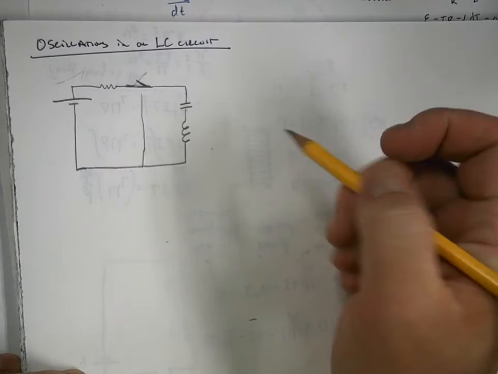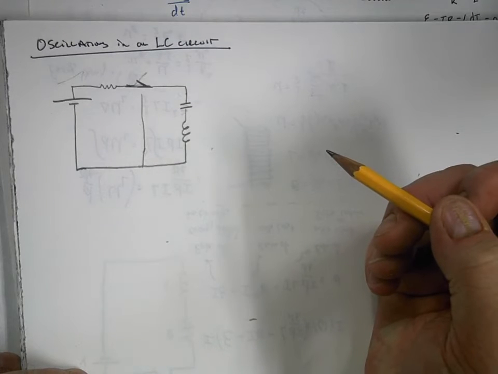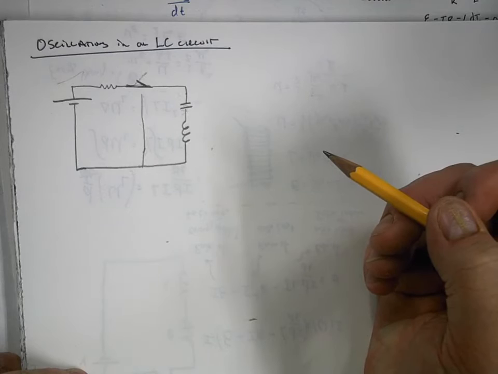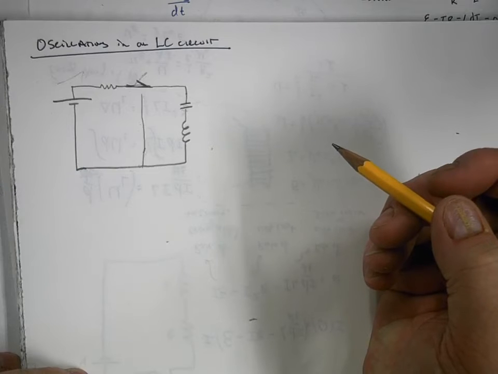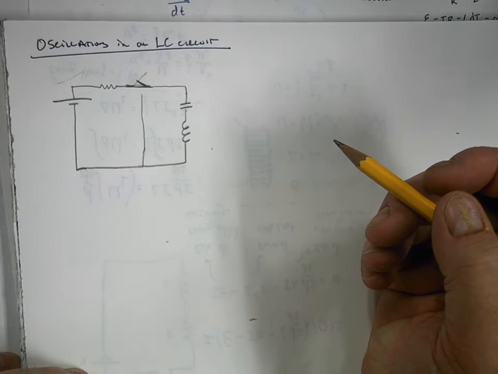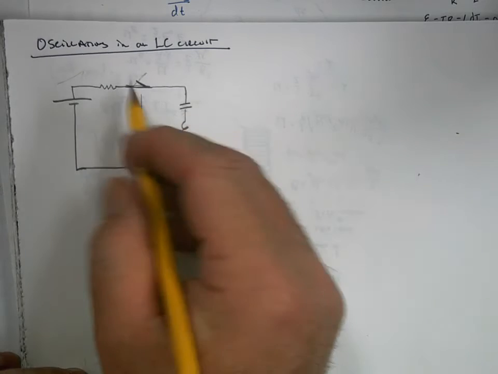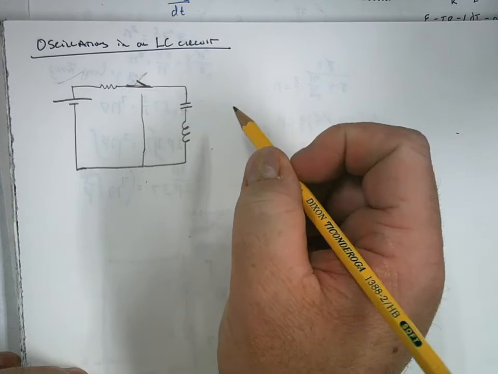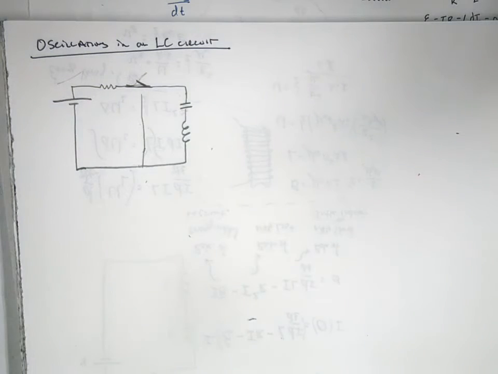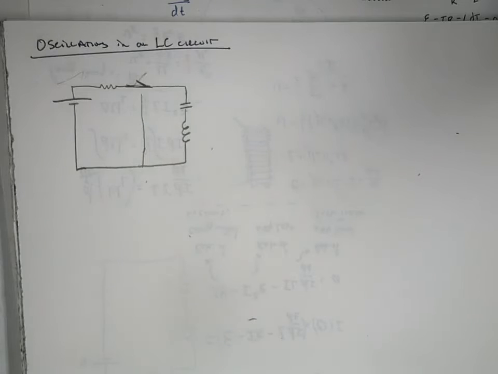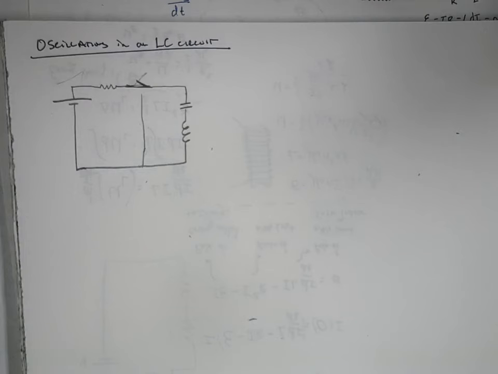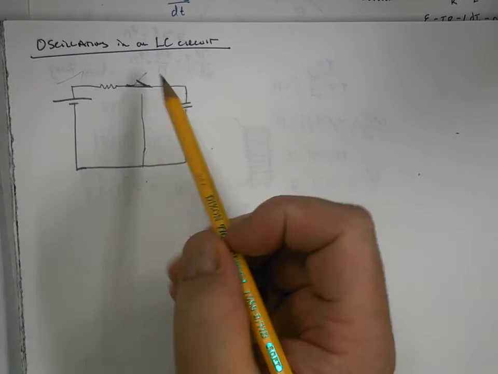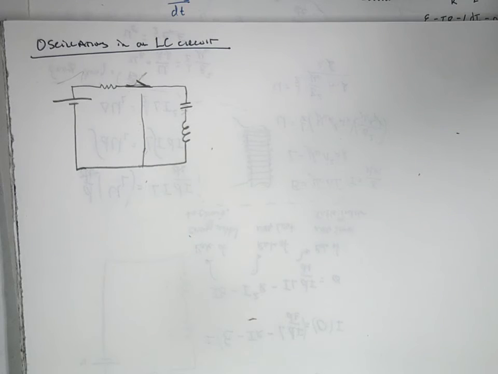Okay? We start our switch, and when we close the switch, what happens? We sit there for a while, and we wait, 5 tau, 6 tau. Okay. What is the current in our circuit? If this is closed on the outside, what is the current in this circuit after a significant period of time?